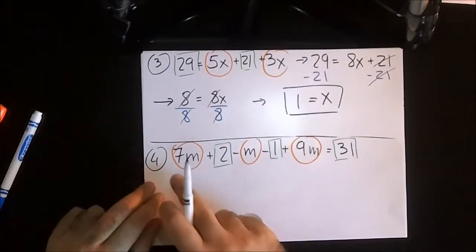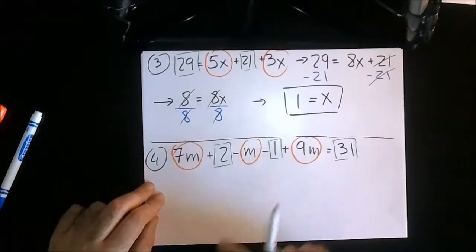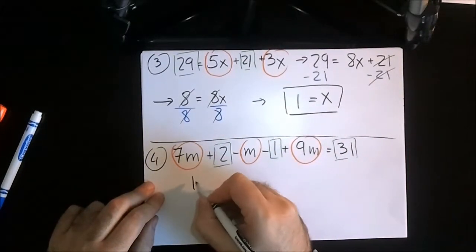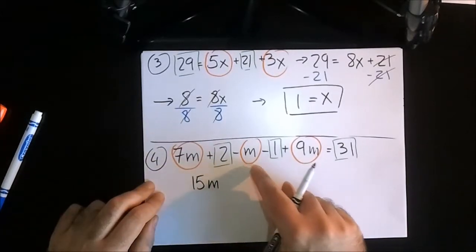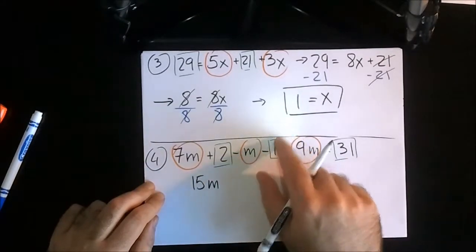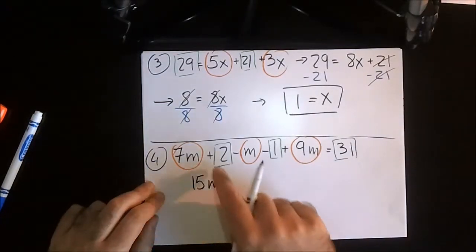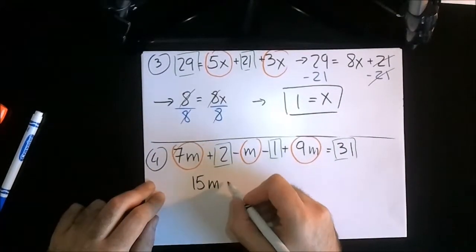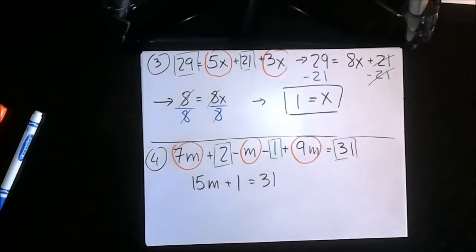All right, let's start with the m's. 7m take away an m. Again, this is just 1m, so 7m take away 1m, that's 6m. And then 6m plus 9m, that's 15m. I ignore this minus sign because it belongs to the constant, and I'm not dealing with a constant yet. I'm going to now, though. What's a positive 2 take away 1? Just 1. 2 minus 1, essentially. So plus 1 here. All this equals 31.